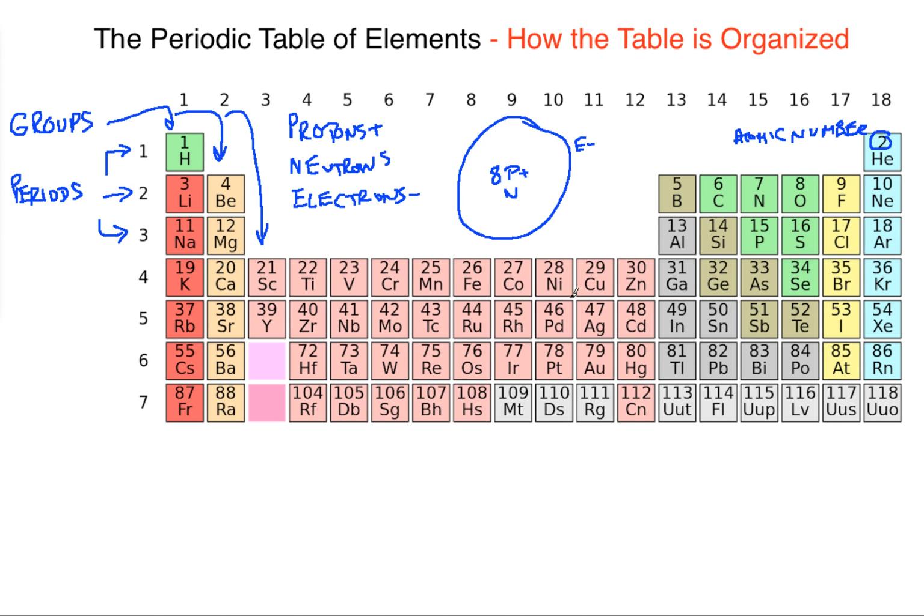Now, the table of elements also has some other interesting features. For example, for the most part, with some exceptions, all of the elements in a particular group have the same properties. All of the elements in group 1 have the same properties with the exception of hydrogen. Hydrogen is a little bit of an oddball there. All of the elements in group 2 have the same properties. All of the elements in group 3 have the same properties.